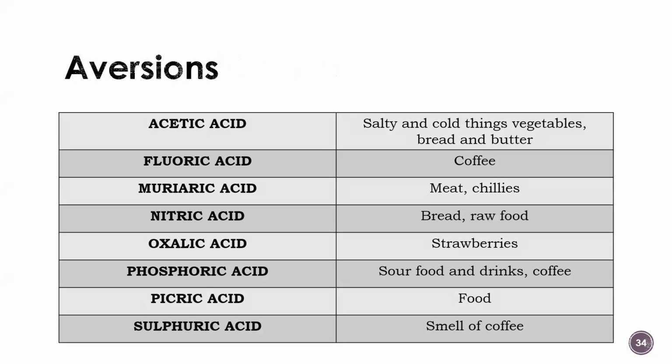So coming to aversions, acetic acid has aversion to salty and cold things and vegetables, bread and butter. Fluoric acid is for coffee. Muriatic acid is for meat and chilies. Nitric acid is for bread and raw food. Oxalic acid is for strawberries. So strawberry sensitivity is there in oxalic acid. Okay, keep that in mind. Strawberries and other berries and citrus fruits, sensitivity is there in oxalic acid. Phosphoric acid for sour food and drinks and coffee. Picric acid for food in general, and sulfuric acid for smell of coffee.